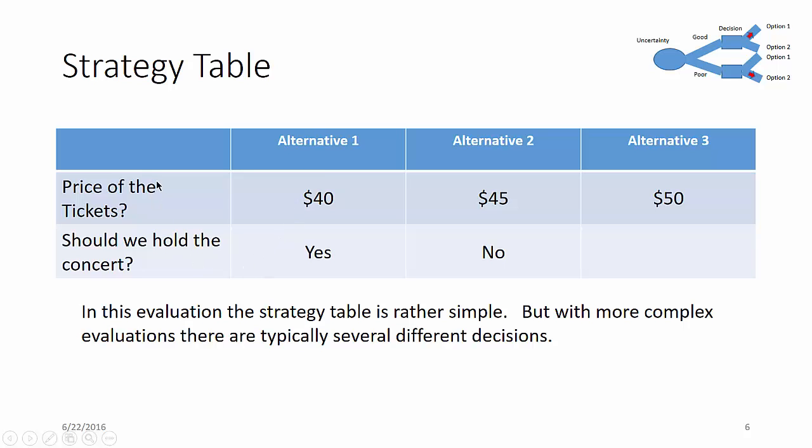One other tool here for framing is our strategy table, and I've oriented this strategy table with our focus decisions over here, and then the alternatives for each one of these focus decisions are shown going across the page. So for the price of tickets, we could sell them at 40, 45, or 50. These are just examples. We'll get into the model. We may want to think of this as almost a continuous set of answers, but we need to focus on the range. And then the other focus decision is, should we hold the concert? And the answer is either yes or no. So this is a rather simple strategy table, but these tables can get much more complex in different types of decisions.